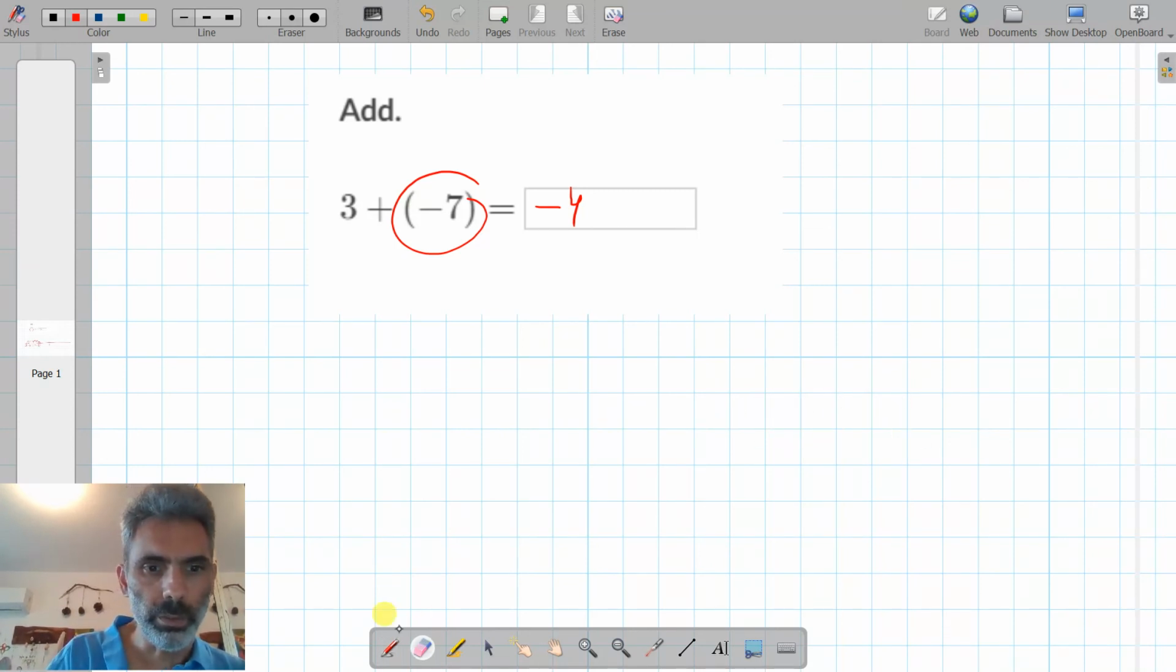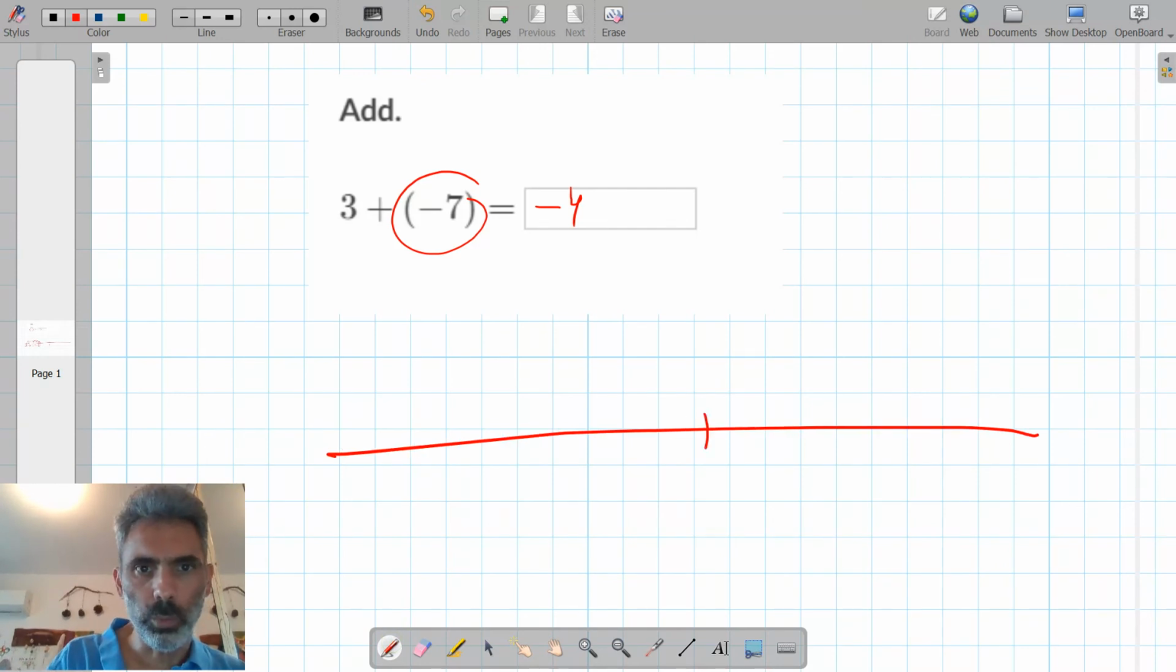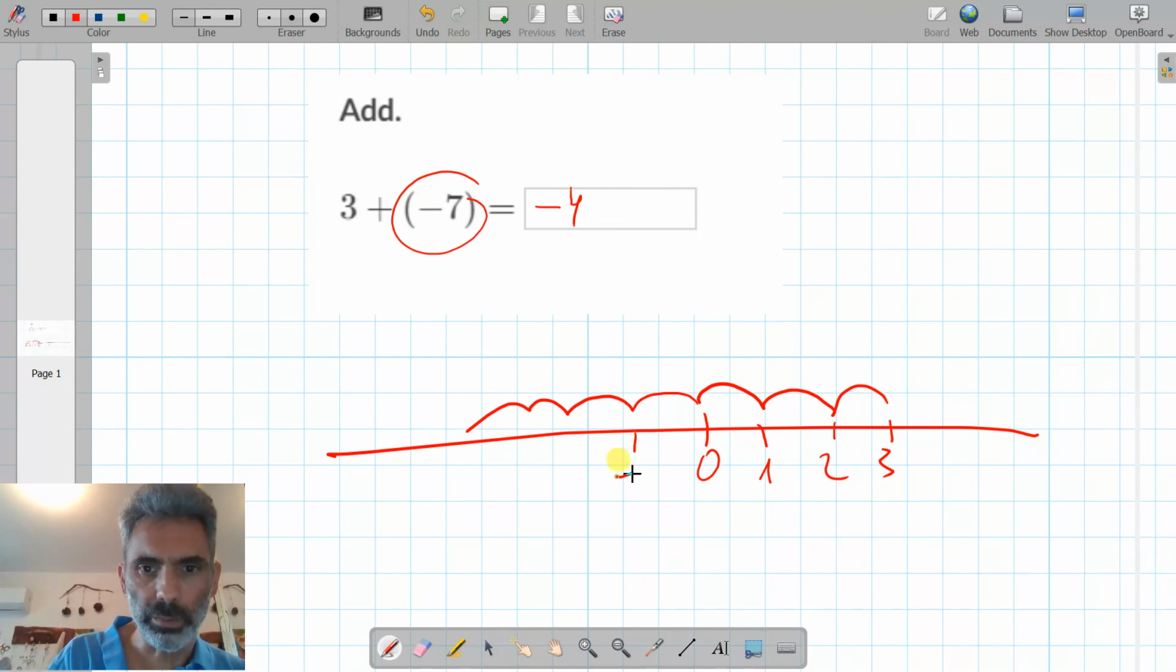Let's see it on the number line. So we began at 1, 2, 3. This is the 0. This is 1, 2, 3. This is where we began. And we took 7 steps to the left. So 1, 2, 3, and another 4 steps to the left of the 0. So 1, 2, 3, 4. We end up at -1. This is -2. This is -3. And we end up at -4.